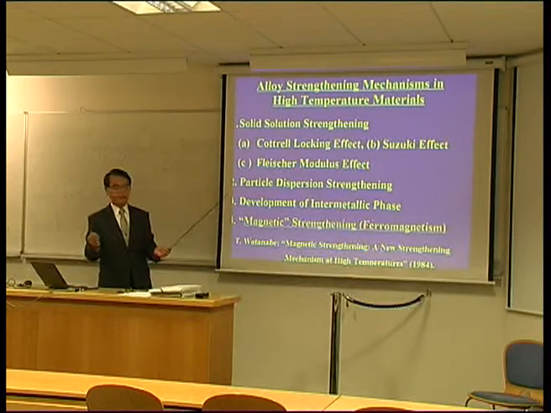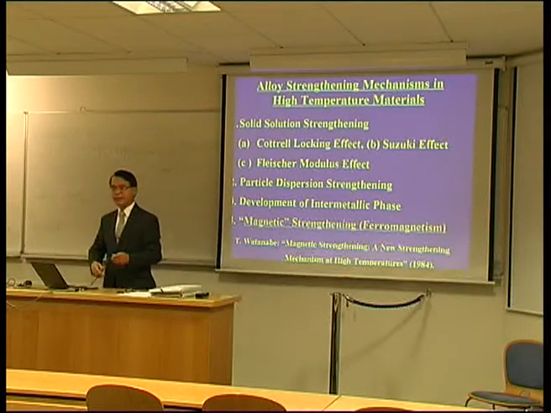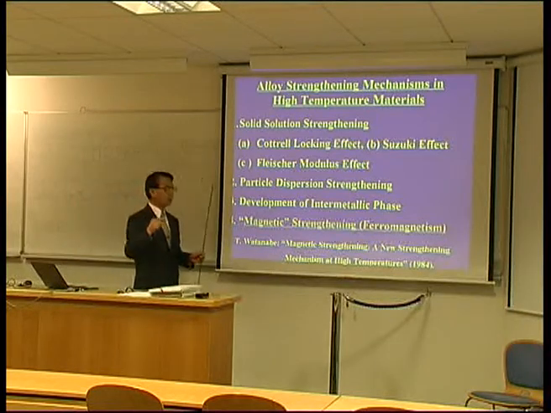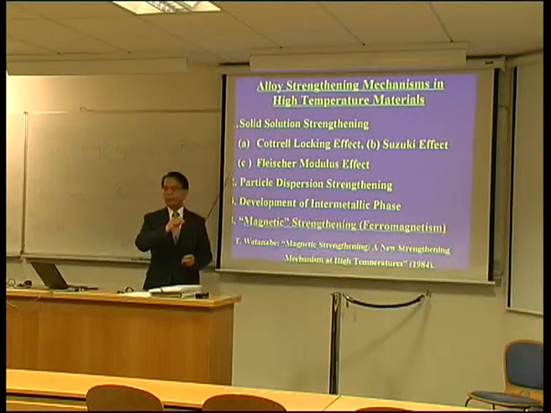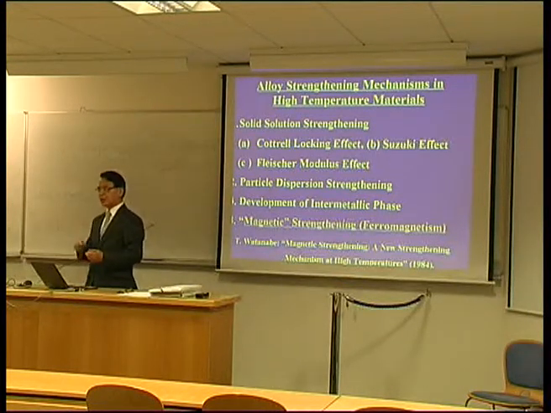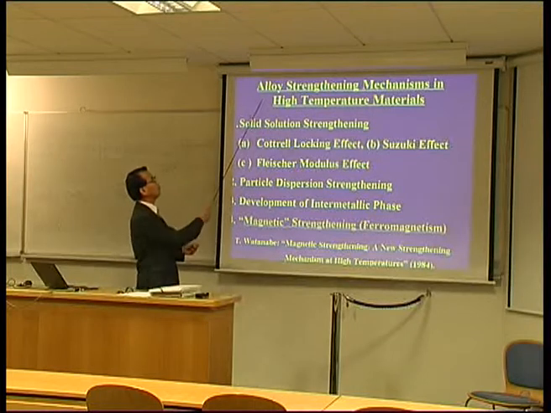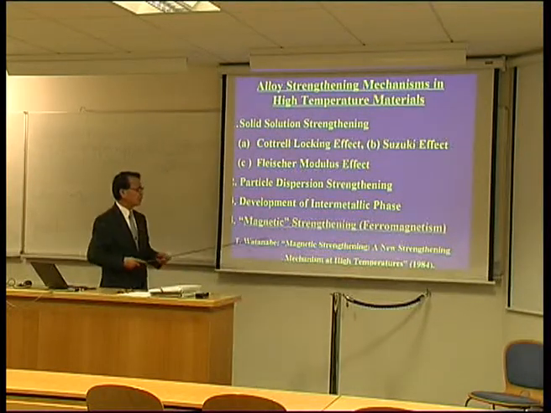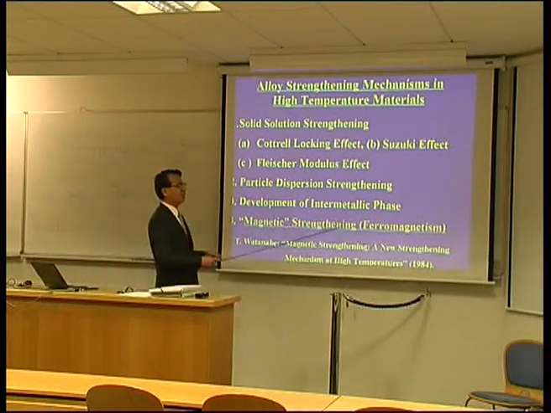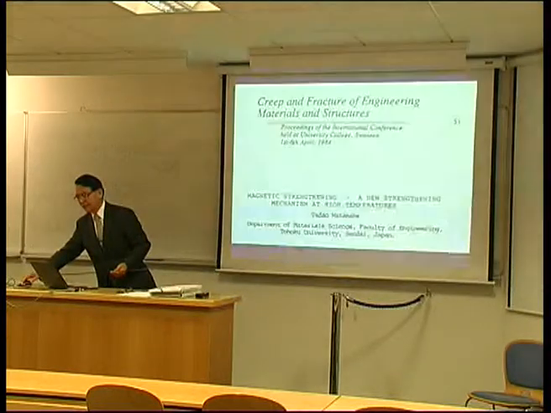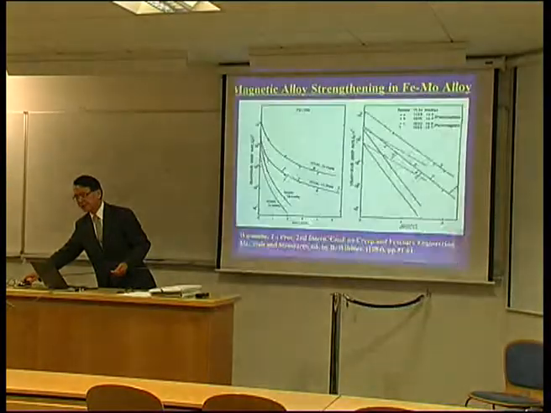Also, recently, when dislocations move in intermetallics, in this case Ni3Al or iron aluminum intermetallics, we can observe a positive temperature dependence of flow stress. So this is another source of alloy strength. But now I want to discuss the fourth case, the magnetic strengthening case, just as I mentioned in the case of iron cobalt.